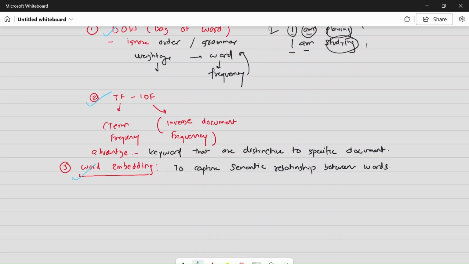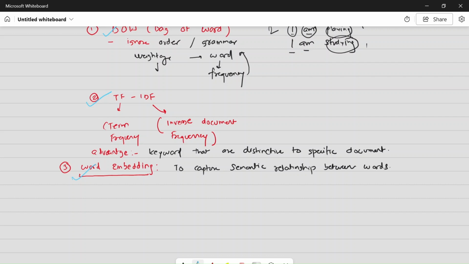As compared to bag of words and TF-IDF, it not only considers the frequency, but it also considers the semantic relationship between the words. And this is an advanced technique. Nowadays, almost all state of the art models are using this kind of technique, that is word embedding.